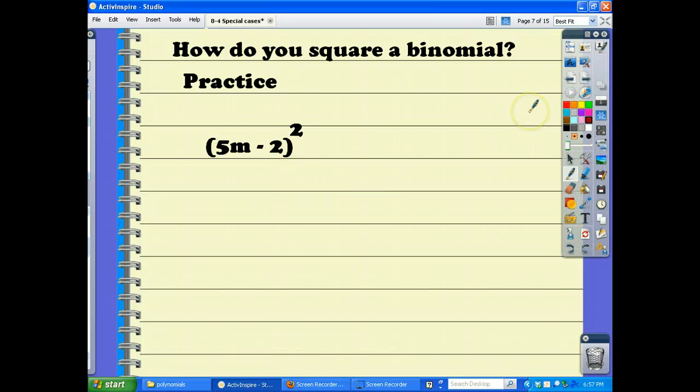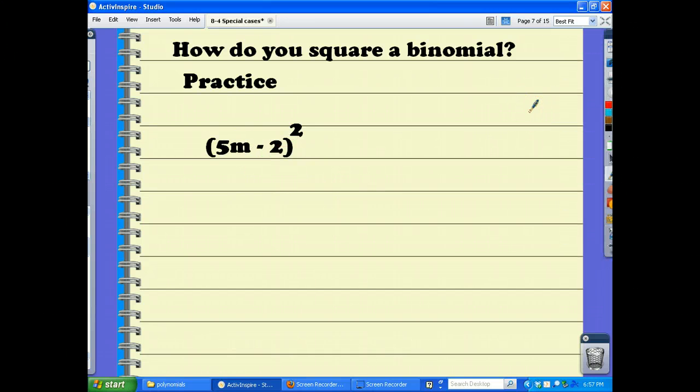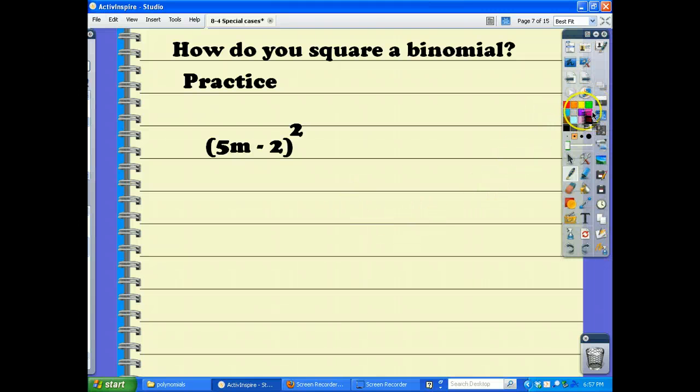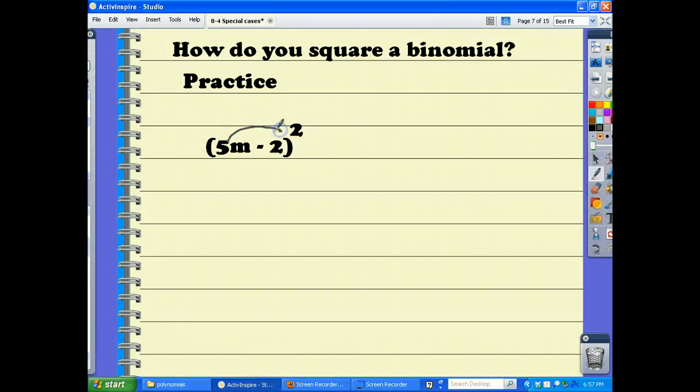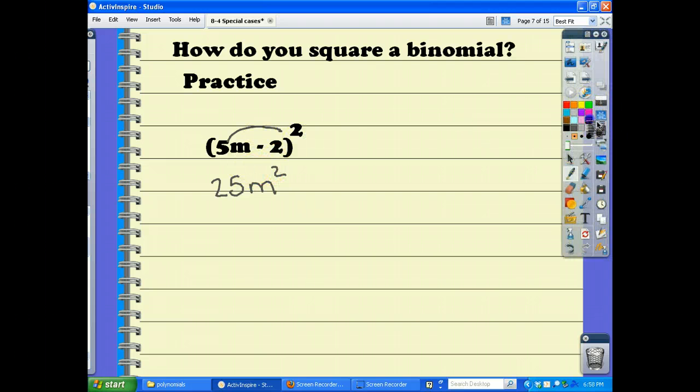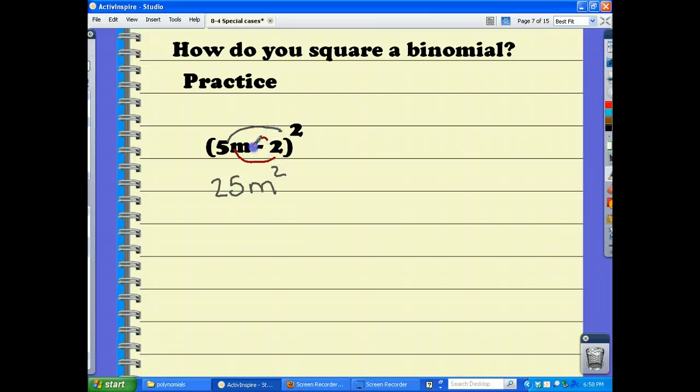All right, here's one that's negative. So let's just work through this. If I look and I say 5m squared, that doesn't change. Again, that's the same process. You have 25m squared. Then again, the same thing. Multiply 5m times negative 2.